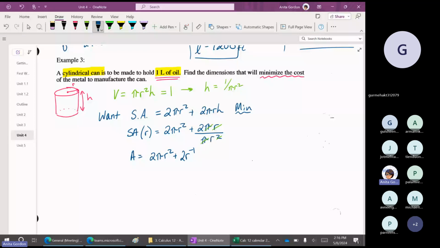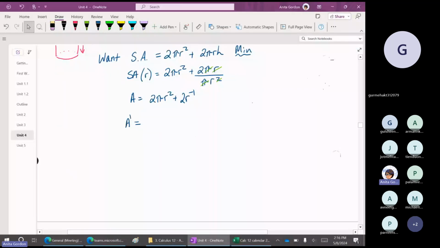Okay, what do I do next? Oh, derive it. Can you imagine? In calculus, we are deriving. What is the derivative? 4 pi r. Lovely. Then what do I do? Set it to 0. So can I skip a step and just write it as 4 pi r equals 2 over r squared? I didn't see complete work.